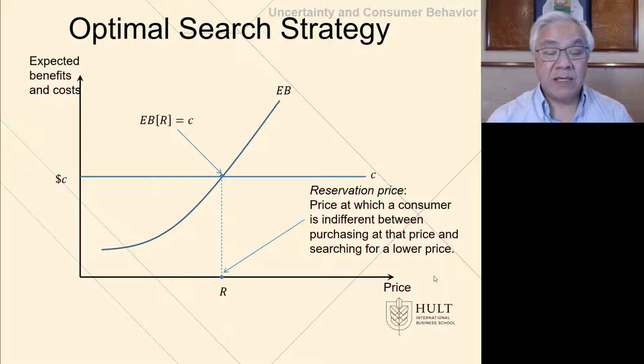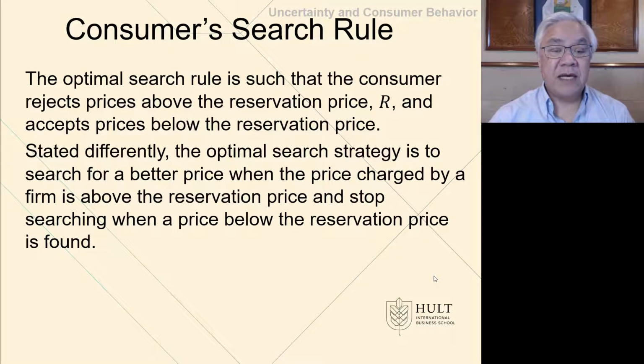So here we are content, if you will, with the result of the search. The consumer search rule is that the optimum amount of search rejects prices above the reservation price R and accepts prices below the reservation price. Stated differently, the optimal strategy is to search for a better price when the price charged by the firm is above the reservation price and to stop when you hit or go below the reservation price.